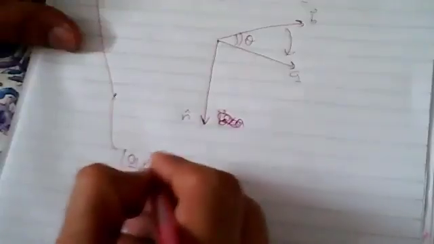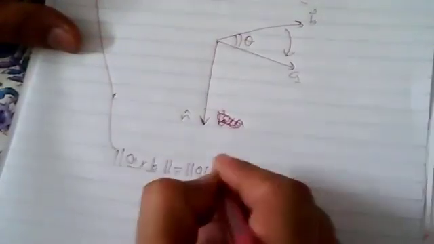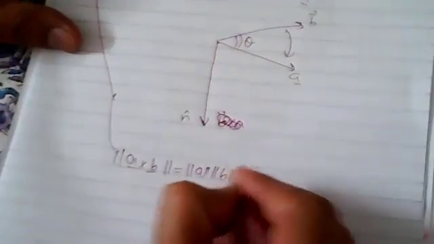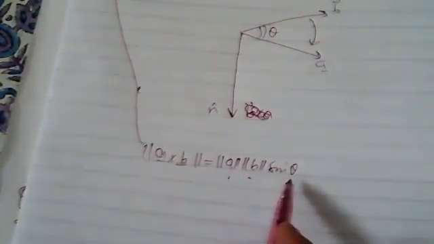So according to the formula, the magnitude of A cross B is equal to magnitude of A, magnitude of B into sine. This is just the magnitude. This is the magnitude of the two vectors A and B. So if we talk about the magnitude, A cross B is equal to magnitude of A, magnitude of B into sine of angle.